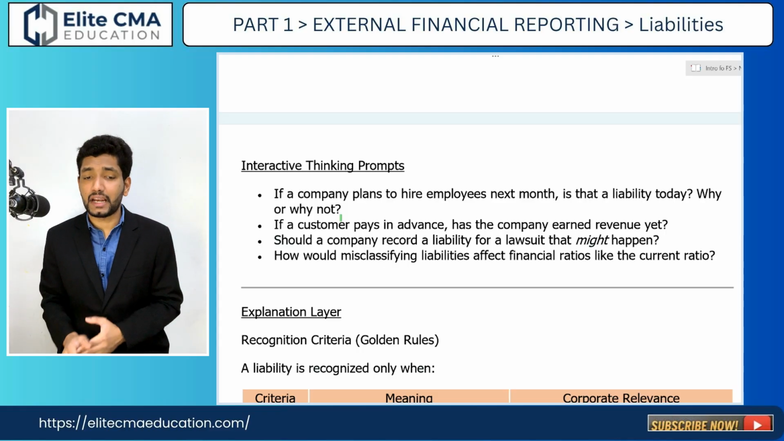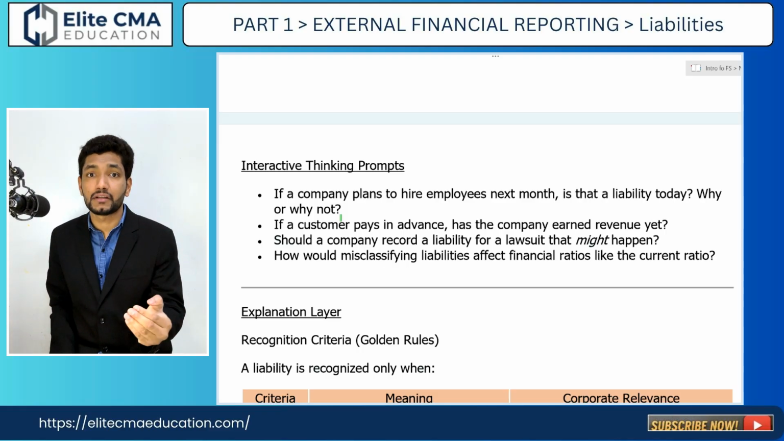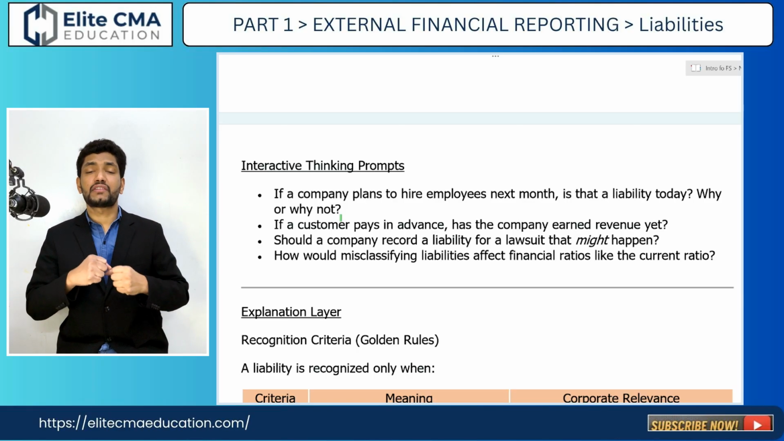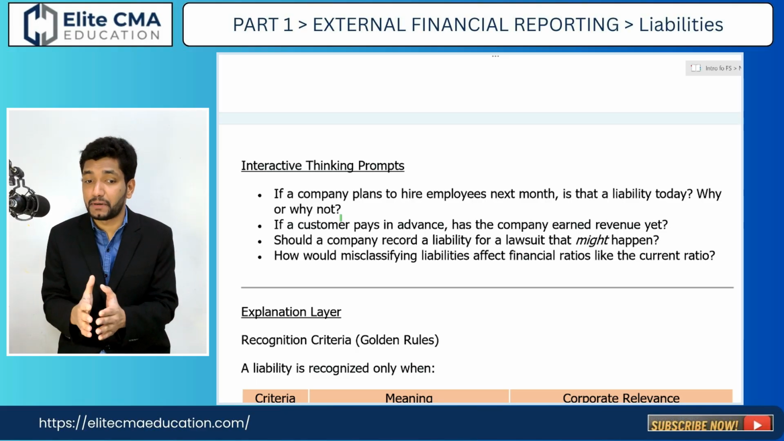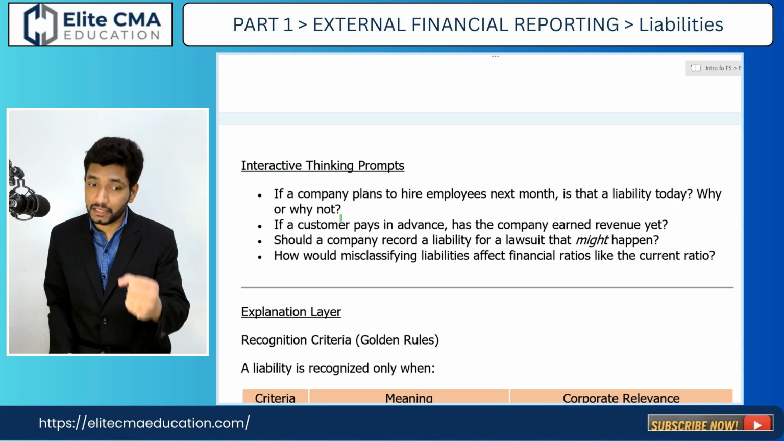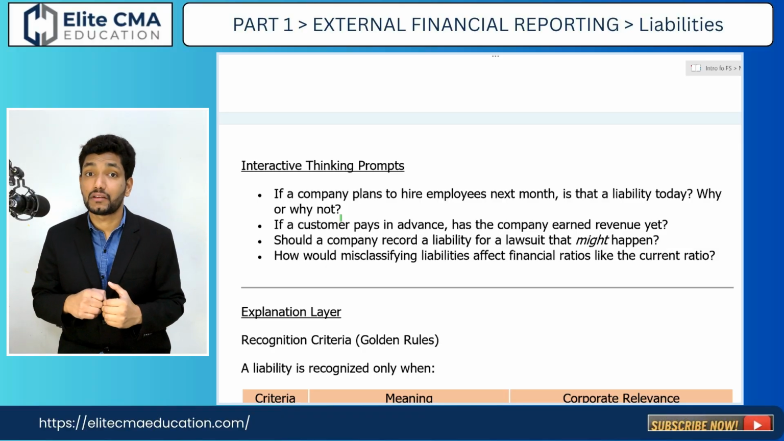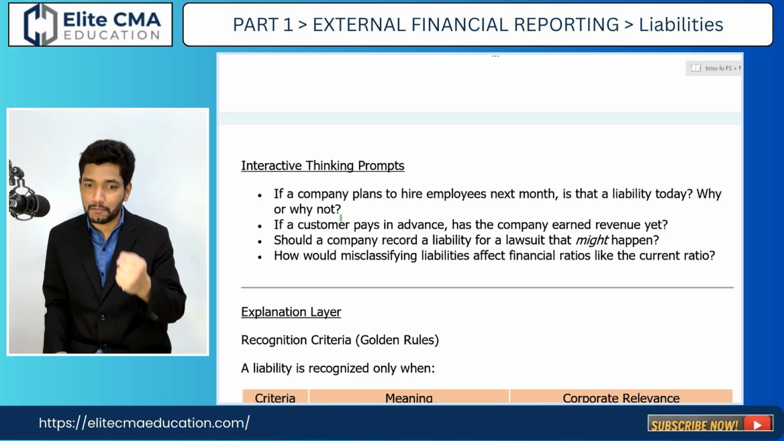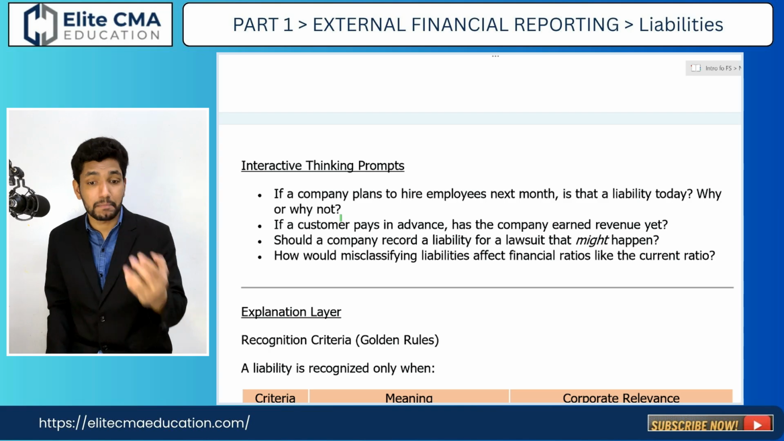Should a company record a liability for a lawsuit that might happen? Suppose there is a lawsuit in court, or one that the company expects might happen. Yes, this has to be recorded as a liability, because it might happen in the future.